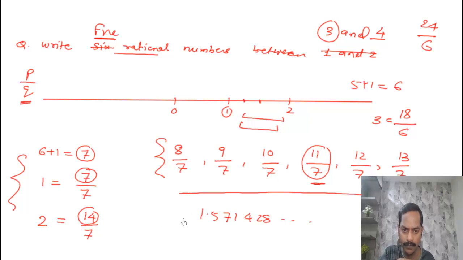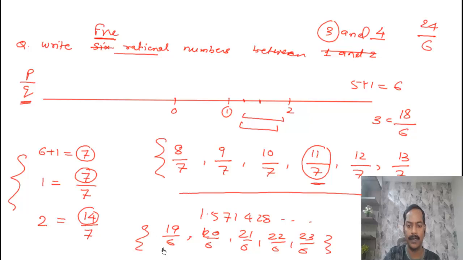Now the 5 numbers will be 19 by 6, then 20 by 6, then 21 by 6, then 22 by 6, then 23 by 6. You can see that all these 5 numbers are rational numbers which are between 3 and 4. I hope you also got the same rational numbers. I'm not saying that these are the only 5 rational numbers available. There are many others, but this is the quickest way of finding it. Correct? Now let's move to the next thing.